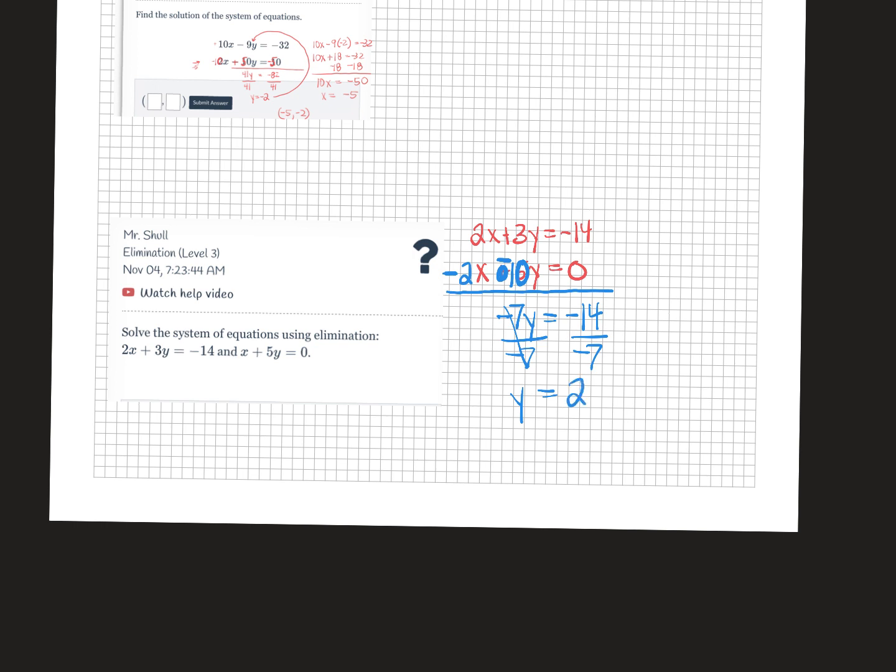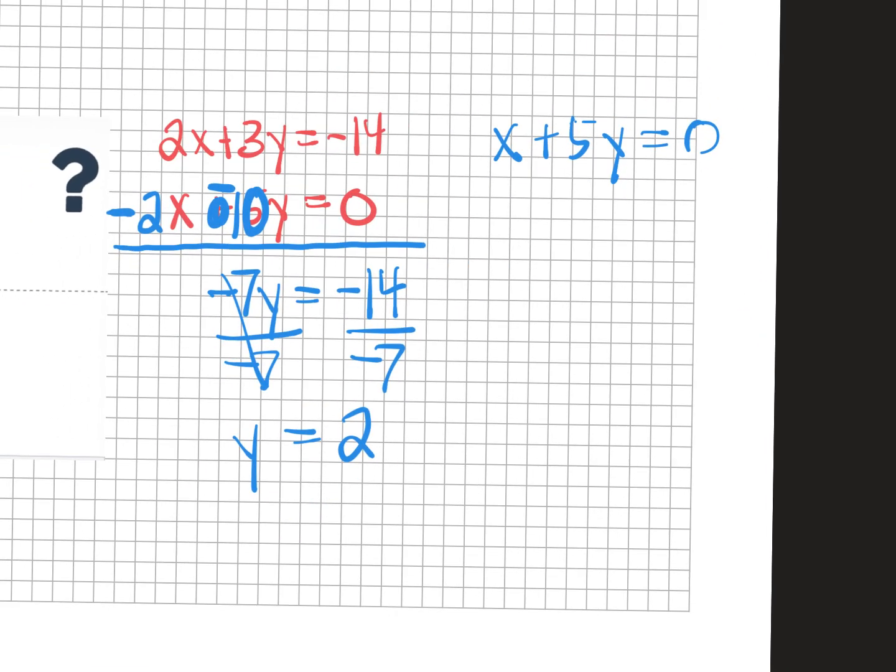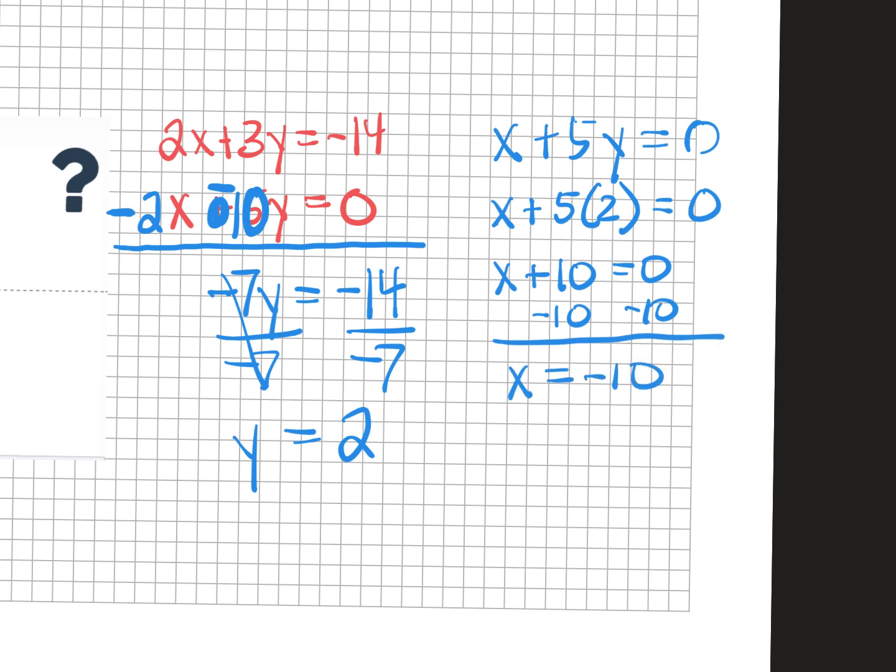I'm going to go back up to x plus 5y equals 0. So x plus 5 times 2 equals 0, because now I know y is 2. x plus 10 equals 0. Subtract 10, subtract 10. x equals negative 10. So we've got negative 10, 2.